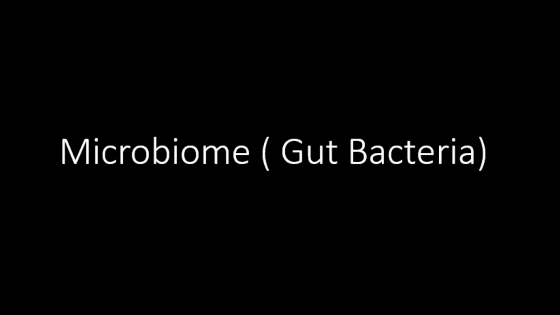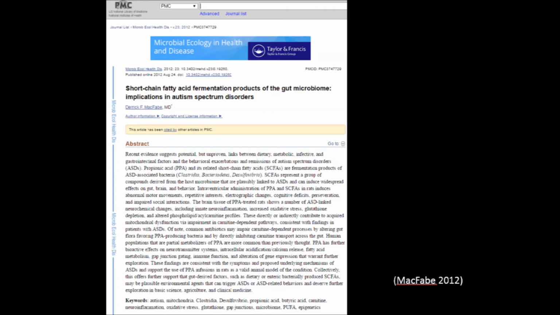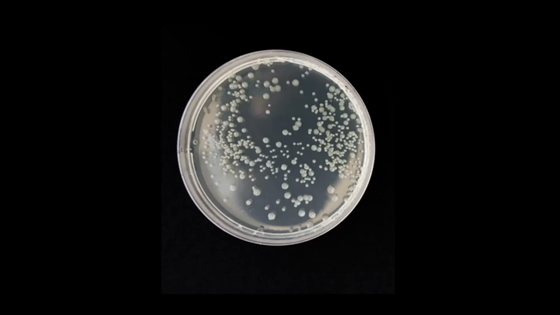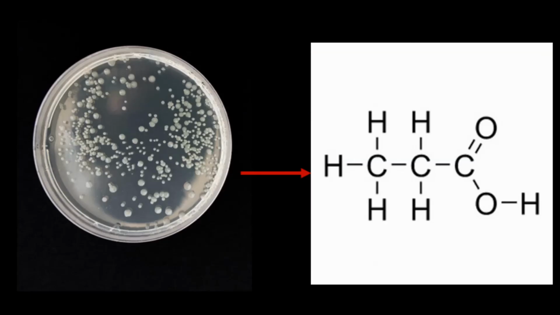There is an emerging field of evidence that the dietary and microbial population of autistic individuals can have an impact on the severity of autism. Particularly relevant are propionic acid and related short-chain fatty acids. Collectively, this offers support that gut-derived factors such as dietary or enteric bacteria-produced short-chain fatty acids may be plausible agents that can trigger autism or related behaviors and need further exploration in clinical science.